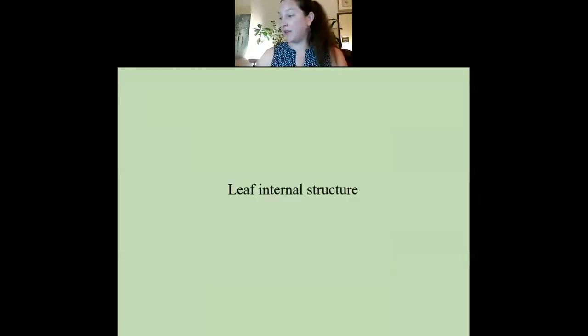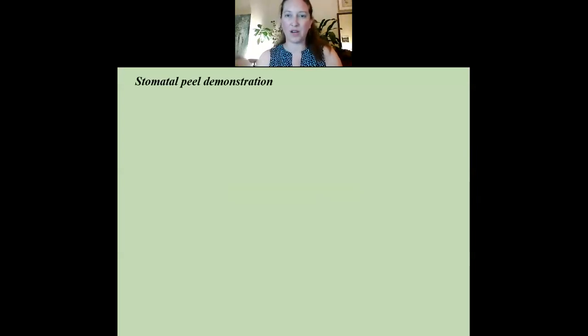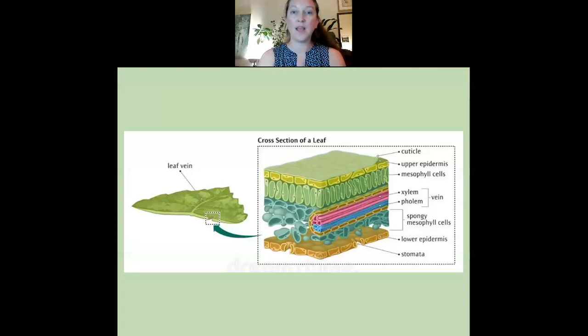Now let's talk about leaf internal structure. I was going to try to do a stomata peel demonstration here at my house, but I realized I don't really have microscope slides or cover slips. So instead, I'm going to find a good YouTube video of somebody doing a stomata peel demonstration, and I'll post it in the videos folder on Blackboard. So now we're talking about the internal structure of the leaf, right? We already talked about the external structure. Now I'll talk about the internal structure.